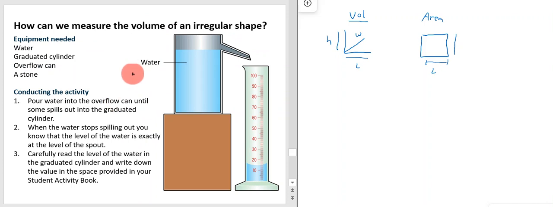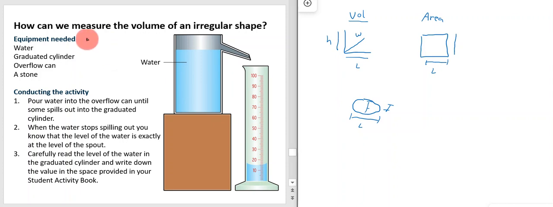So the other thing that you could be asked to do is you could be asked to get the volume, for example, of an irregular shaped object. Like, for example, if you were to pick up a stone that's outside, there's no regular shape of length, width and height. It's very hard to measure that accurately. So what we can do is use this method here in order to measure the volume of an irregular shaped object.